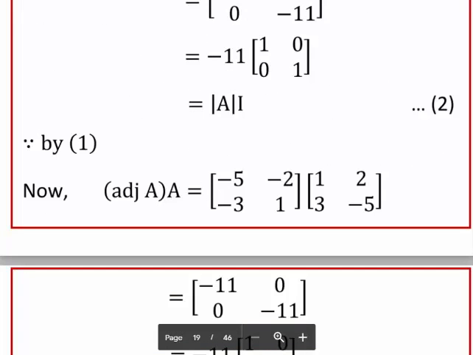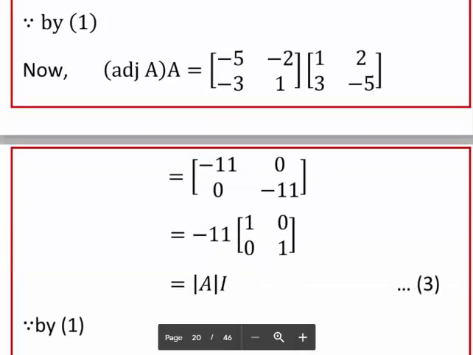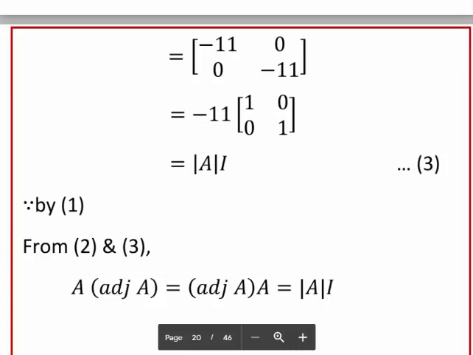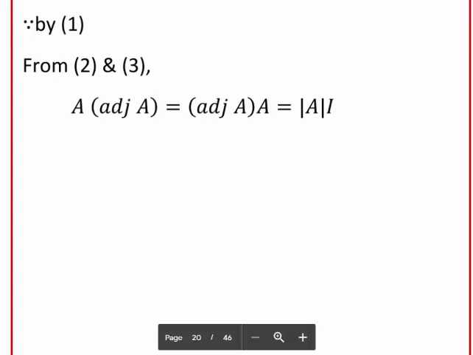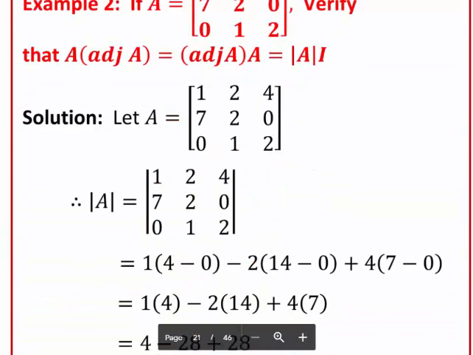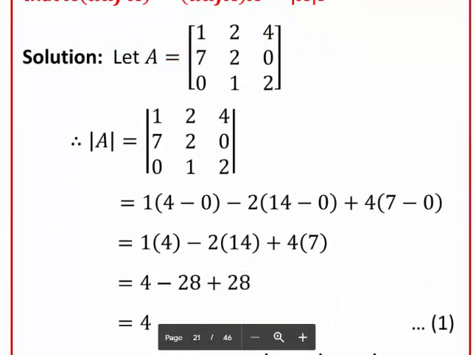Now similarly we can obtain adjoint of A into A. Its product is determinant of A into I. So from 2 and 3 we get this equality. In this way we get the answer. Now let us go for the next problem.